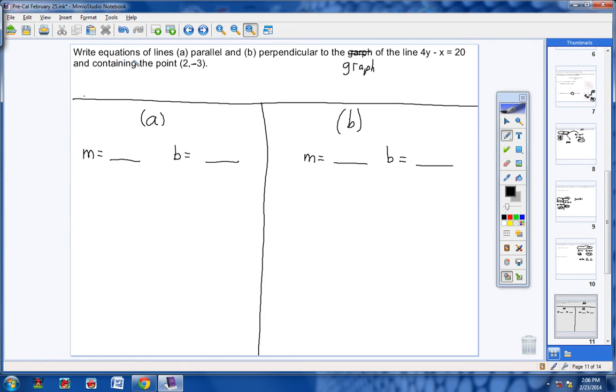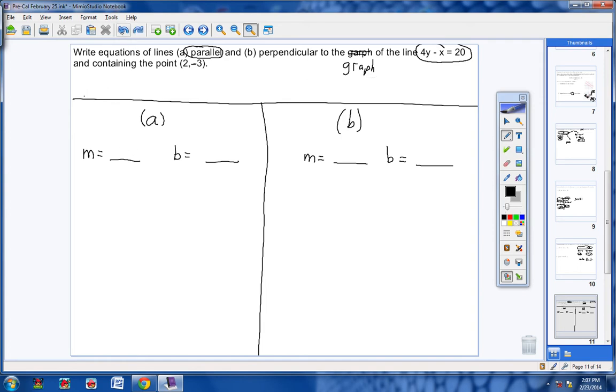I want you to write the equation of a line that's parallel to this line. Now hold it. If I want a line that's parallel to this line right here, then what do I know? I know their slopes are going to be the same. So hey, I just had a thought. If I could find the slope of this line, and the two lines are parallel, then that would be the exact same slope I would need right here.